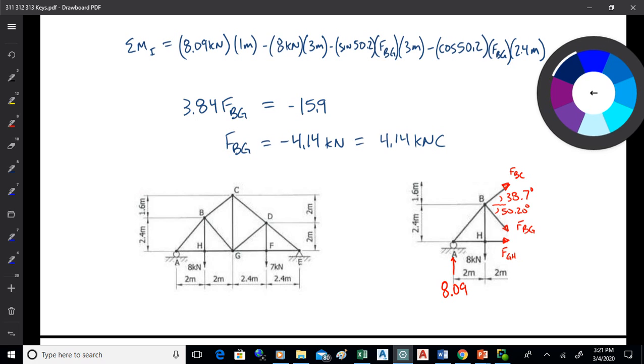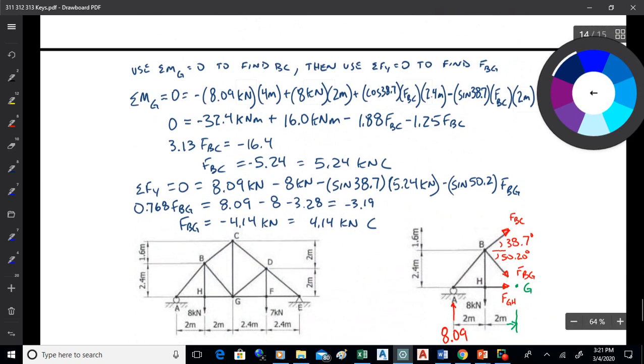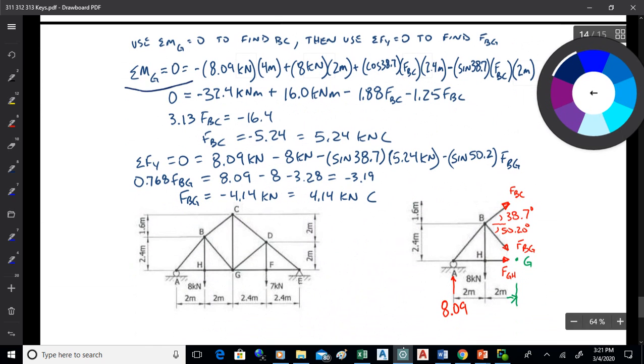Now the other way to do it would be to use that original cut and just solve for BC first. Maybe take a moment about G and solve for BC. Then after you've got it, you can do the sum of Fy and solve for BG. That'd be the other way to do it. So the other way would be to start with the sum of moments about G with your original cut. Given that, you can solve for BC, and that comes out to be 5.24 compression. After you've got that, you can go sum of Fy and set that equal to 0, and then you can solve for BG. So you can do it either way.